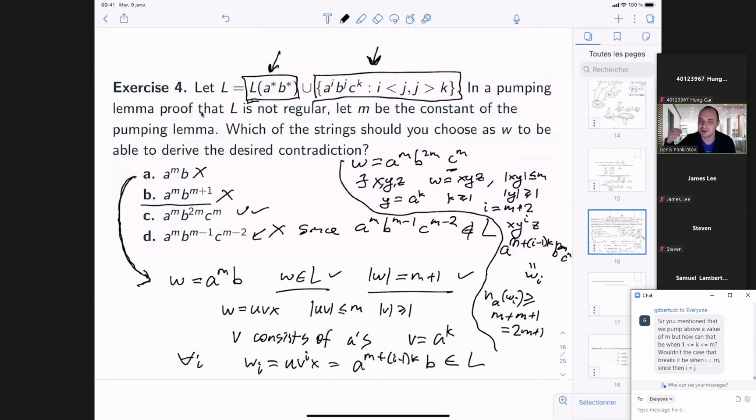Eventually, you're going to have more A's than B's. But the constraint of the language is that you need to have more B's than A's in the presence of C's. Yeah, okay. So we get that this W_I is actually not in the language, but the pumping lemma says it should be. All right, perfect. Thank you. Yeah, you're welcome.